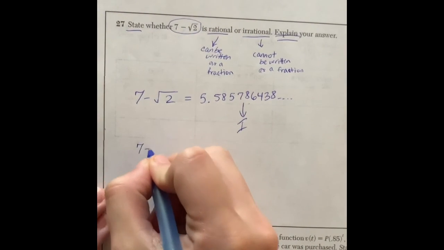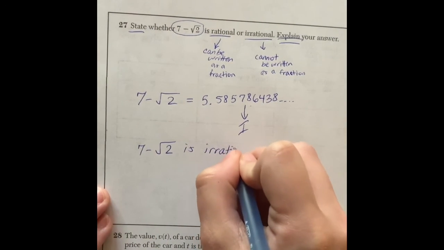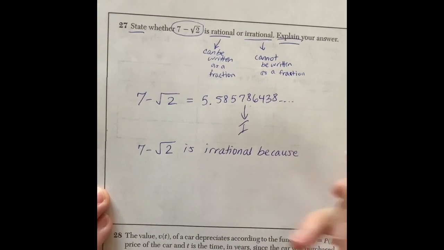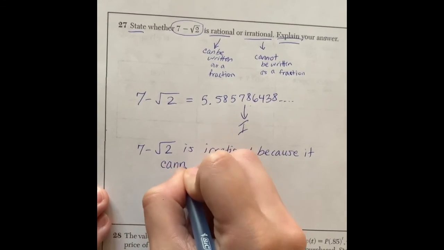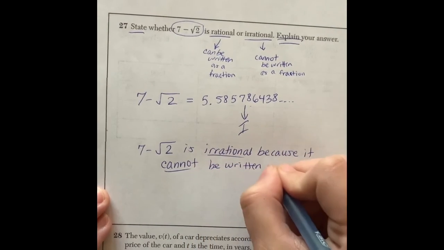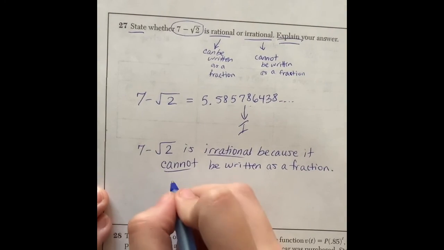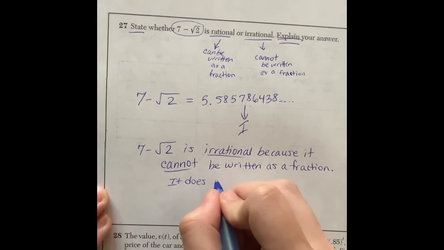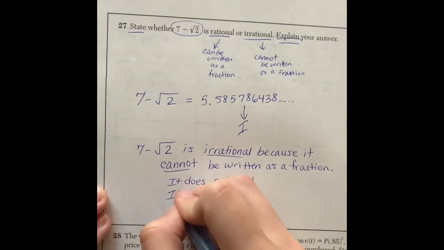So I want to say 7 minus radical 2 is irrational because it cannot be written as a fraction. Okay, I could also say that the decimal keeps going, does not end or terminate, and it does not repeat.